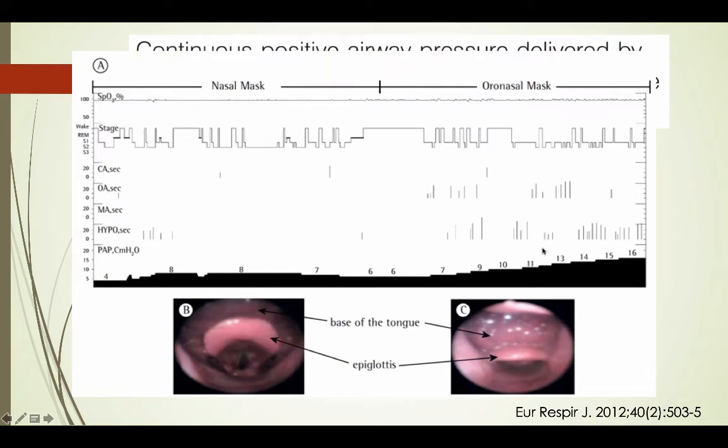But when oronasal mask was given, you can see airway is not fully open, and you can see the epiglottis is pushed back. This clearly highlights that when we put oronasal mask, the lower edge of the oronasal mask, which rests on our chin, pushes the chin backward, which pushes in turn the tongue backwards and leads to poor opening of the airway.